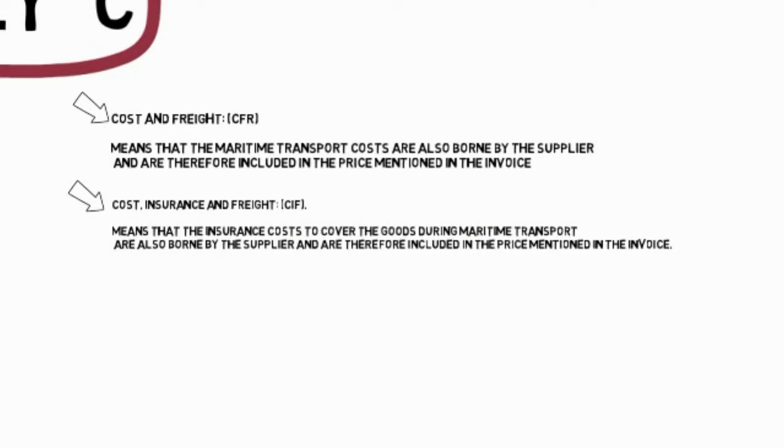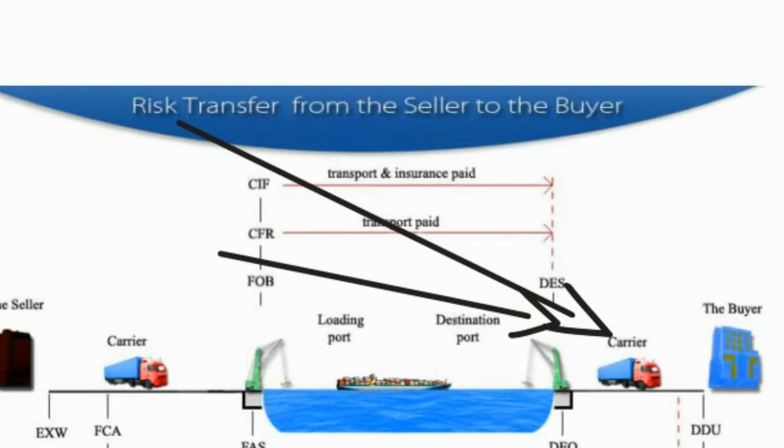Cost, Insurance and Freight, CIF. This Incoterm means that the amount invoiced includes the selling price of the goods, their transport and placing on board the carrier vessel, the amount of freight and the cost of insuring the goods to the agreed port of destination to be indicated on the invoice. Compared to the previous invoicing method, this Incoterm therefore means that the insurance costs to cover the goods during maritime transport are also borne by the supplier, and are therefore included in the price mentioned in the invoice.